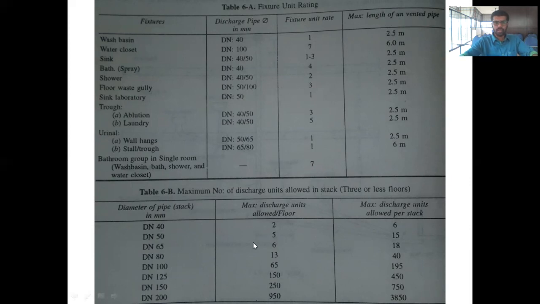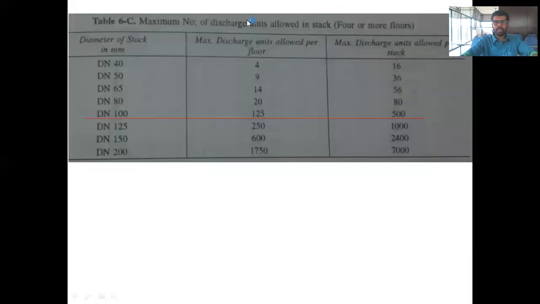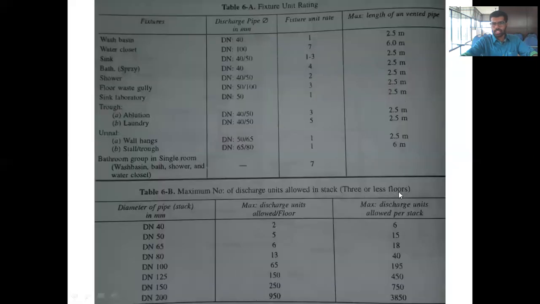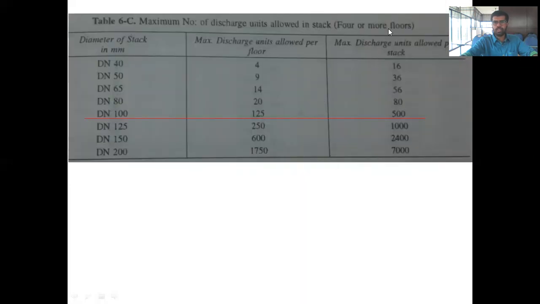Okay, so here is the maximum number of discharge units allowed in a stack. This we have already seen. Okay, 265. Depending upon that, the diameter of the pipe is given. Okay, so the maximum number of discharge units allowed in a stack for 4 or more floors. This is 3 or fewer floors. This is 4 or more floors.